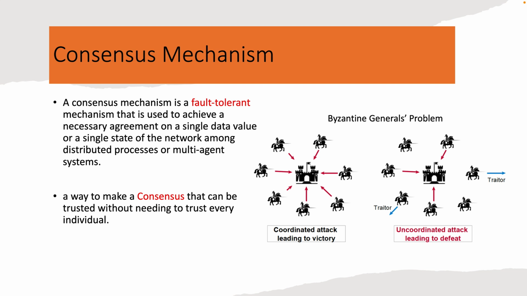So I marked fault tolerant in red color here because that's one of the key merits of consensus mechanism. What is fault tolerant? It means this mechanism can keep working well with failure of some nodes. Or in this example, they can still get the enemy city, get a victory with some betrayal of some generals.